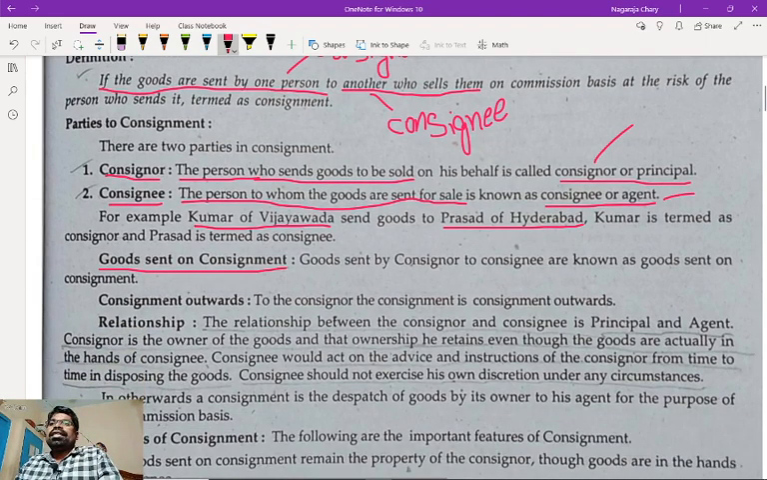Next we will see consignment outwards. To the consignor, the consignment is consignment outwards. So in the consignment process, whatever stock is going outside is known as consignment outwards. It is purely for the consignor.